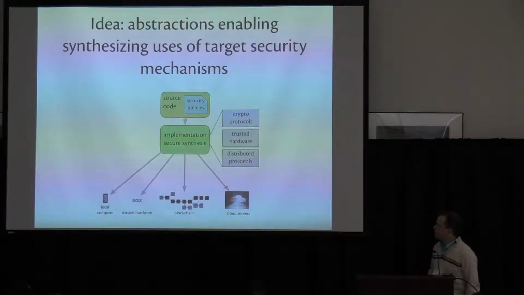So crypto protocols, trusted hardware, distributed protocols are the kinds of things that Elaine talked about. These are all things that are notoriously difficult to get right. And modern applications are trying to use multiple of them at the same time. And the Venn diagram that somebody showed earlier has even more bubbles failing to intersect these days.